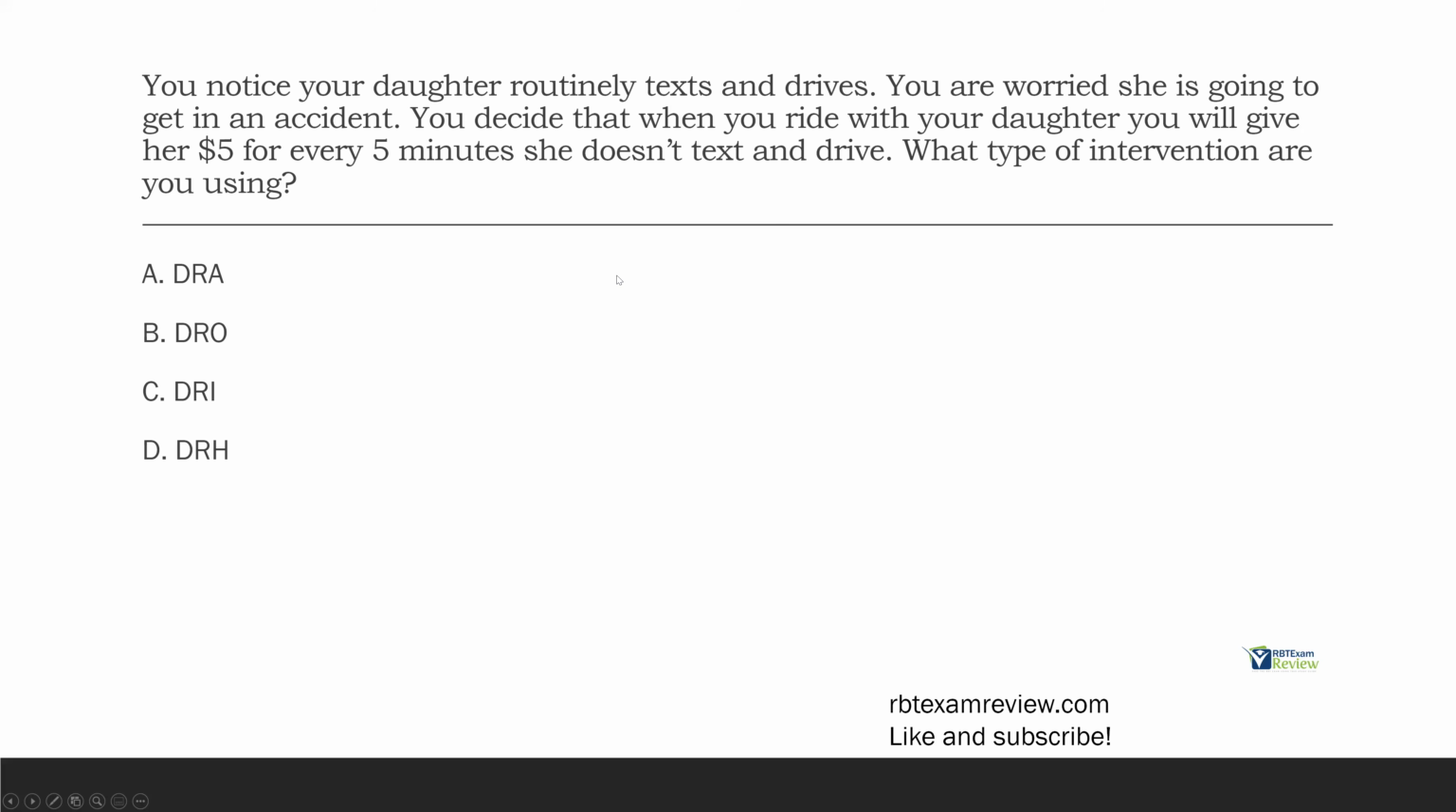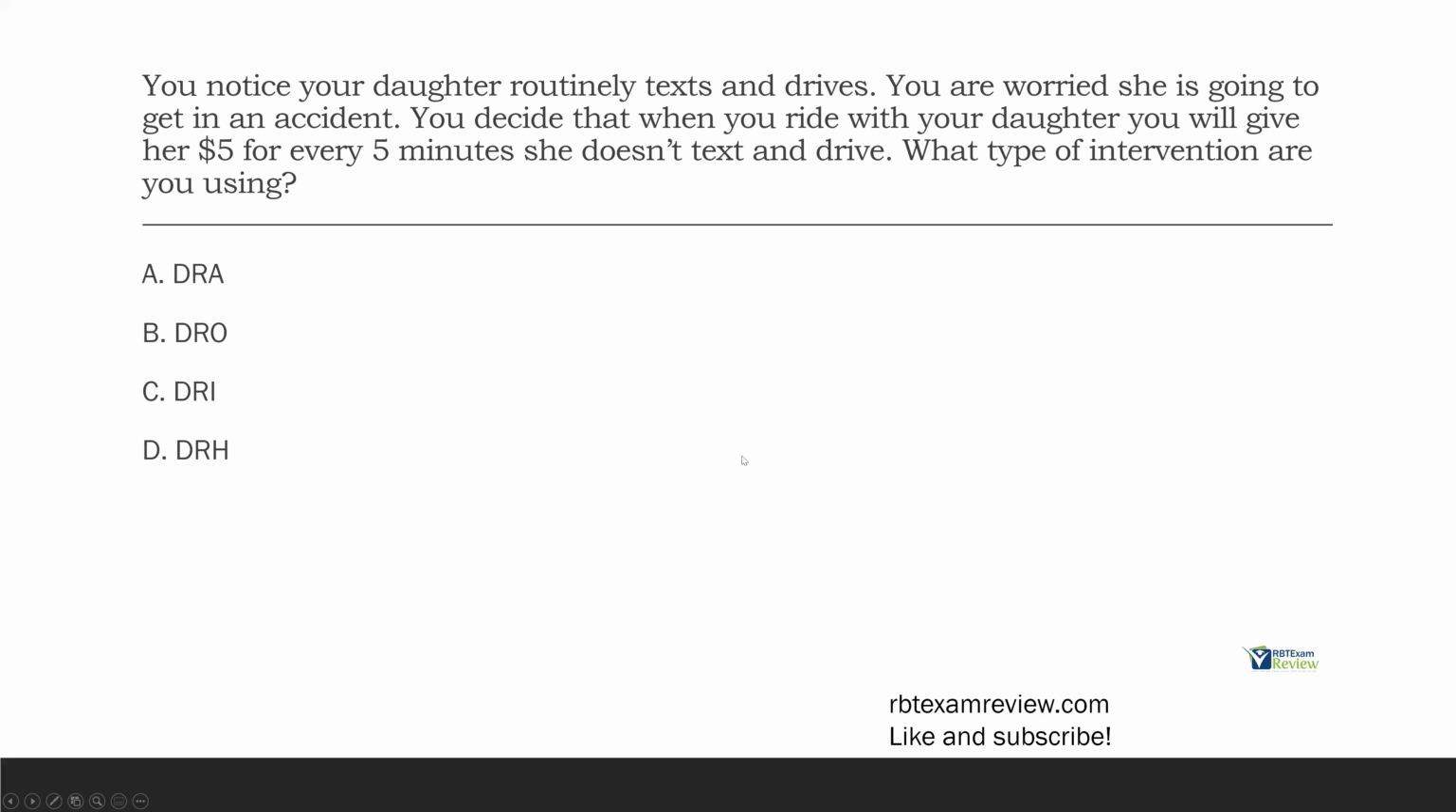Don't worry about DRH. This is obviously not DRH. We don't want to increase how long or how often she's texting and driving. That leaves us with DRA, DRO, DRI. We just said we're reinforcing in the absence of behavior. So what DR is absence? Well, it's DRO, differential reinforcement of other behaviors. We're reinforcing other behaviors other than our target, which is texting and driving. DRA and DRI, we're teaching one, a replacement, and two, we're reinforcing for a behavior occurring.